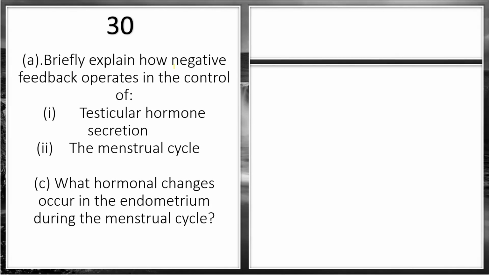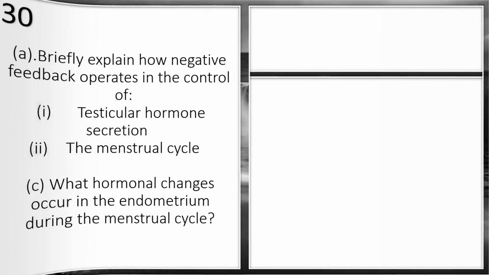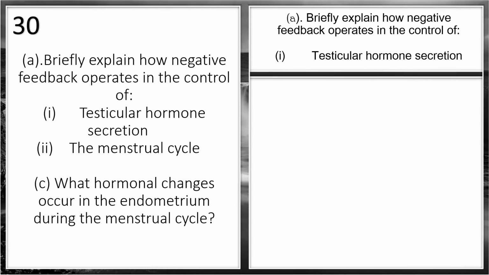Third, explain how negative feedback operates in control of the testicular hormone secretion of the menstrual cycle. Part B, what hormonal changes occur in the endometrium during the menstrual cycle? Briefly explain how negative feedback operates in control of testicular hormonal secretion.